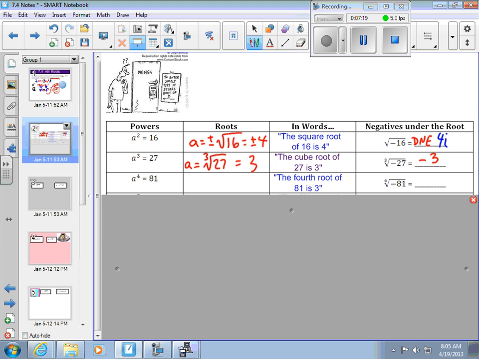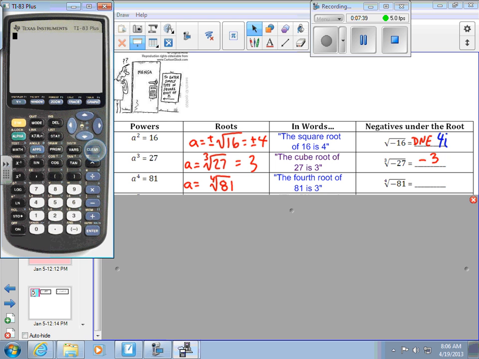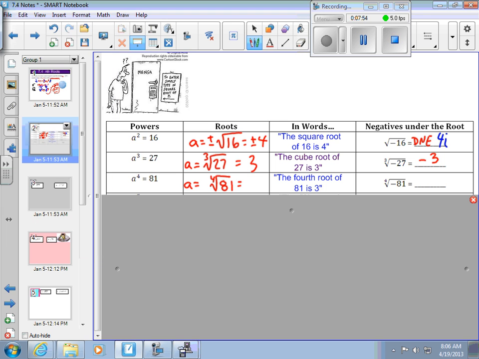All right, next one, a to the 4th power equals 81. We can find the solution to this one by doing the 4th root. So this time we're going to do the 4th root. So we're going to hit 4 because we want the 4th root, and we're going to type in 81. And the 4th root of 81 looks to be 3, because 3 times itself 4 times equals 81.